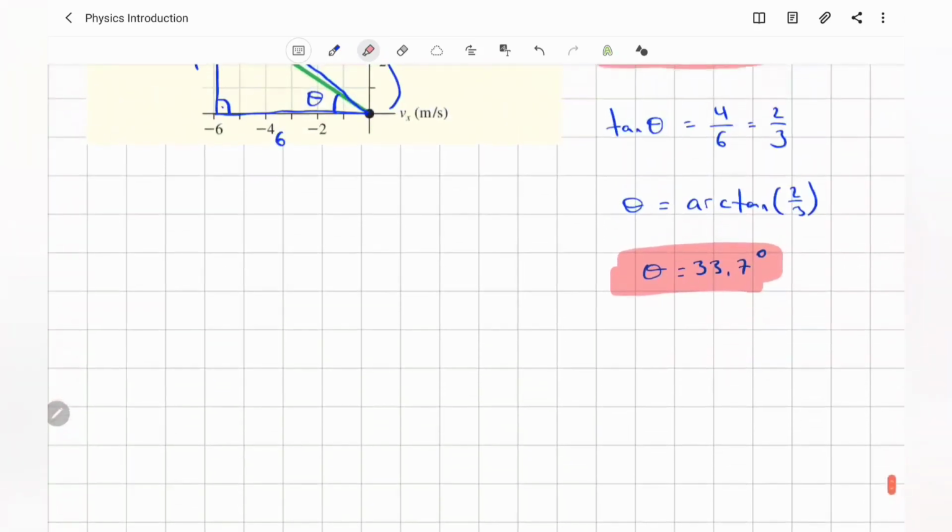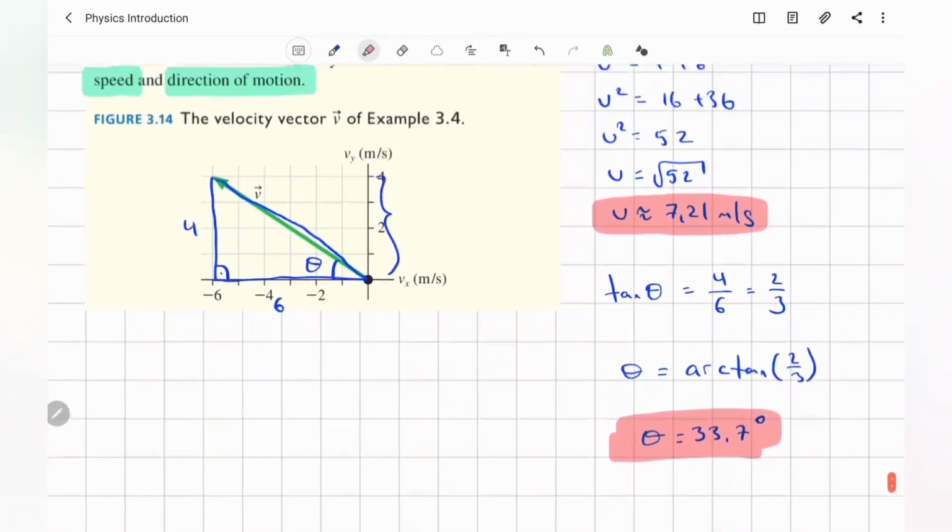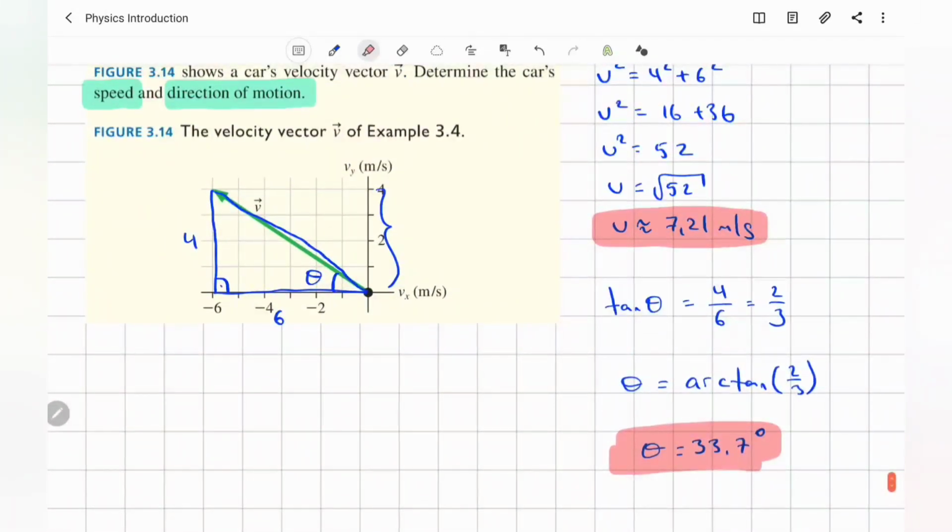Let's continue the same problem. Let's find the components of this velocity. This part is a vertical component, as you see, 4. This is a horizontal component, or x component, which is 6. Just a number. We are talking about magnitude at the moment.